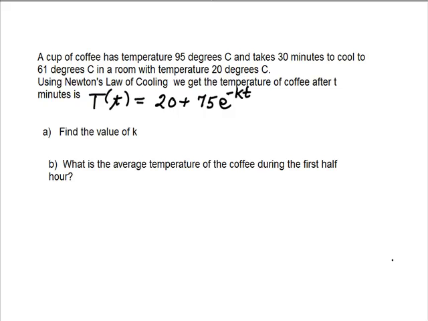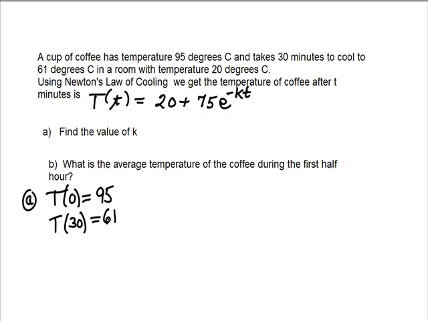Okay, so the first thing is we have to find the value of k. And that requires knowing that to start with, so this is part A, everyone. T of 0, at time 0, we start at 95 degrees. And then after 30 minutes, T of 30, we have 61 degrees. So we're going to use that in our equation to find the value of k.